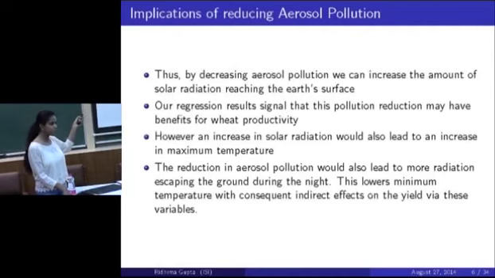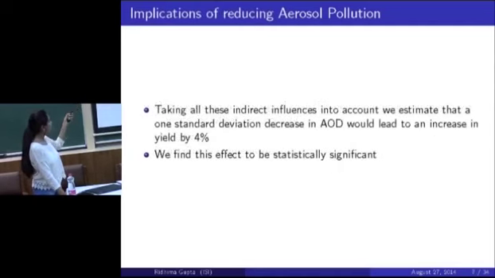But an increase in solar radiation would also lead to an increase in maximum temperature: more solar radiation coming in, higher maximum temperature. And the reduction in aerosol pollution would also lead to more radiation escaping the ground during the night, and this would lower minimum temperature, with consequent indirect effects on yield via these two variables. I will elaborate on this in the coming slides. Taking all these indirect influences into account, we estimate that a 1 standard deviation decrease in AOD would lead to an increase in yield by 4%. And we find this difference to be statistically significant. So, here's some evidence for the effect of reducing air pollution on yields.